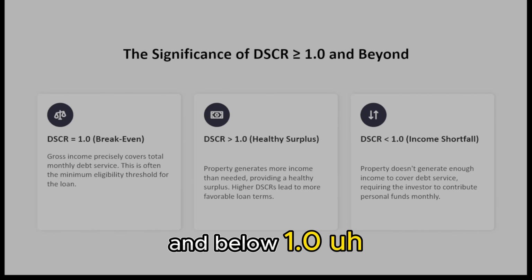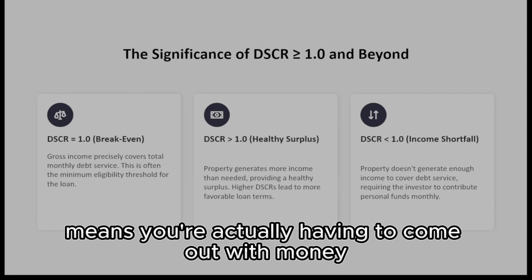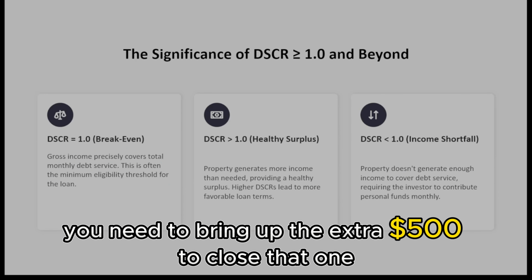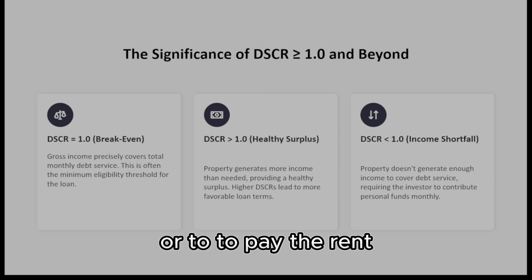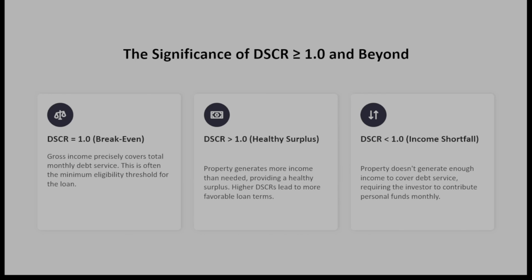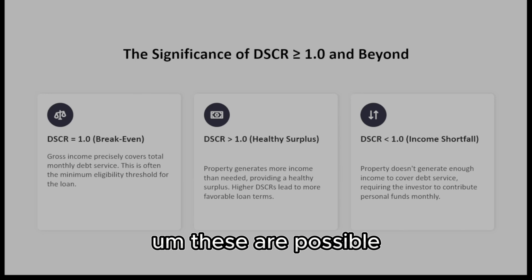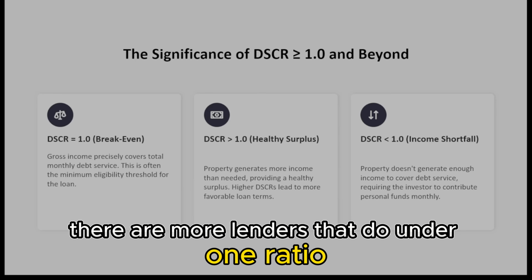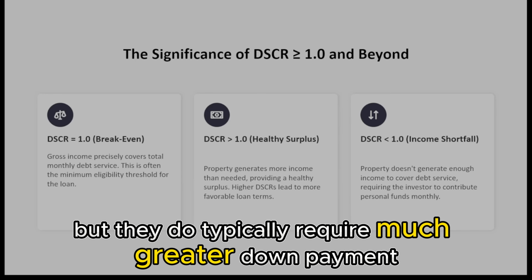And below 1.0 means you're actually having to come out of pocket every month to cover it. So rent is $1,000, mortgage is $1,500. You need to bring the extra $500 to pay the mortgage. These are possible. There are more lenders that do under 1 ratio, but they typically require a much greater down payment.